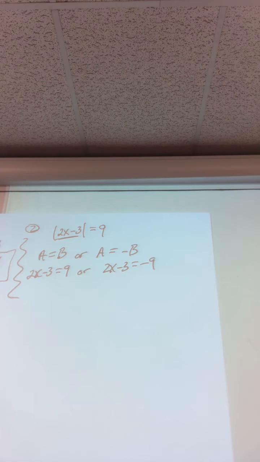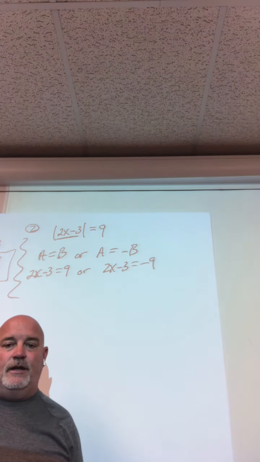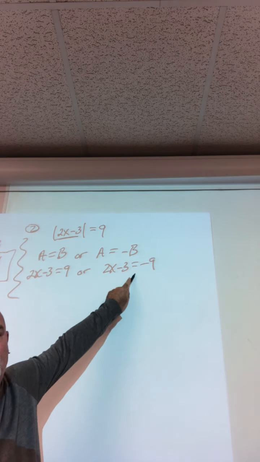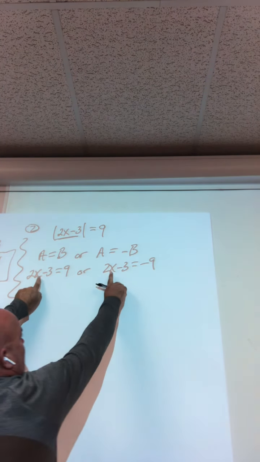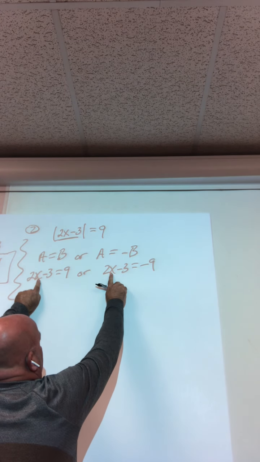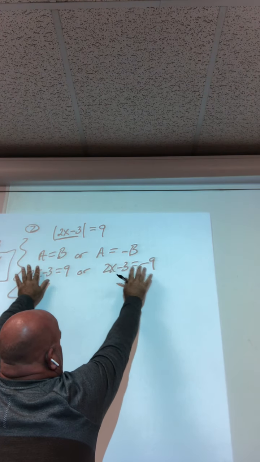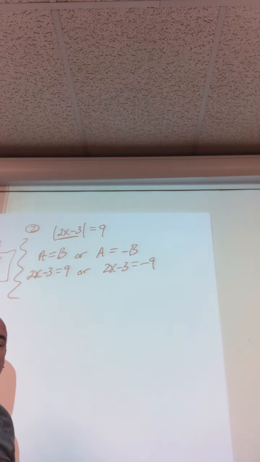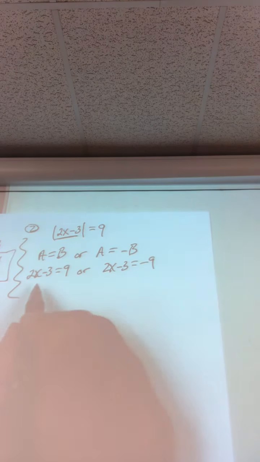Now I have broken up the problem into 2 equations. Here's what makes this one different: this is not solved, nor is this, because the x is not by itself. Don't put absolute value symbols here. I've got to go on down now and solve these 2 equations just like we did in 2.1. So I'm going to add 3 to both sides.